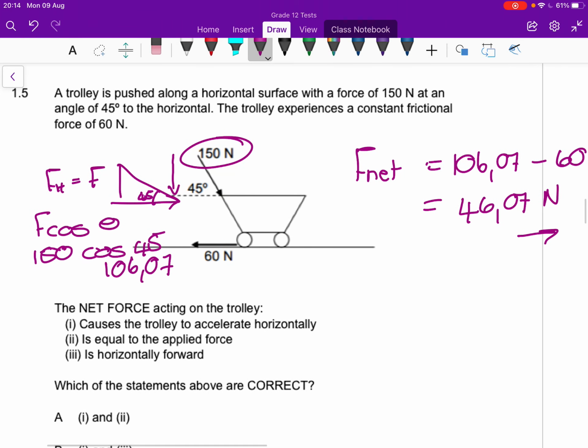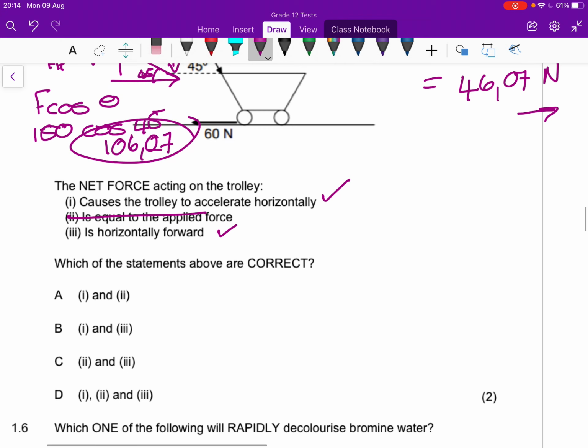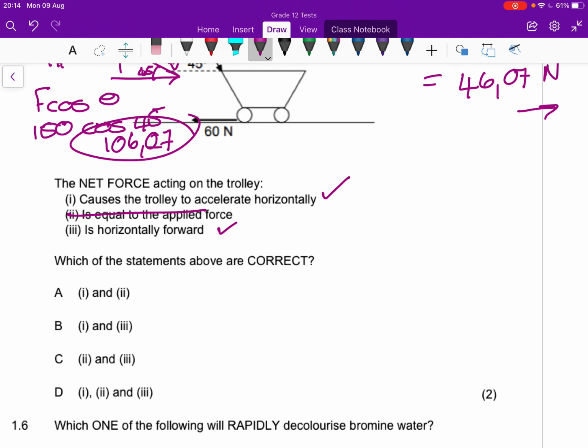So the net force causes the trolley to accelerate horizontally, absolutely. Is equal to the applied force? No, because the applied force is 106, so no. Is horizontally forward? Yes, of course it is. So which statements are correct? We said 1 and 3. When we look at all the options, that option then is B.